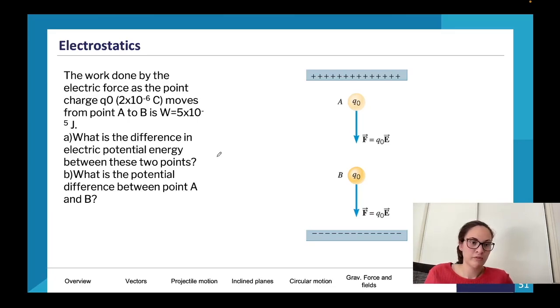But yeah, so to solve A, it's just the negative of your work. To solve B, you have to take that negative of the work and divide it by that charge.